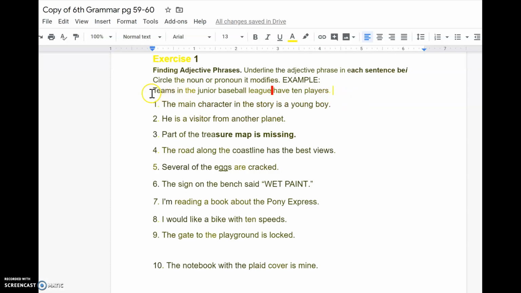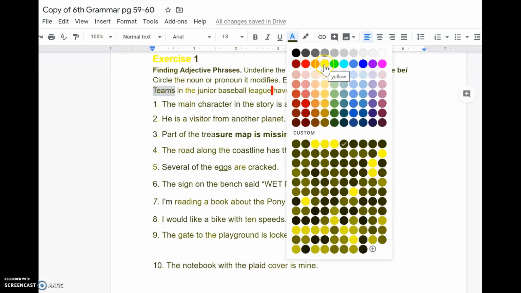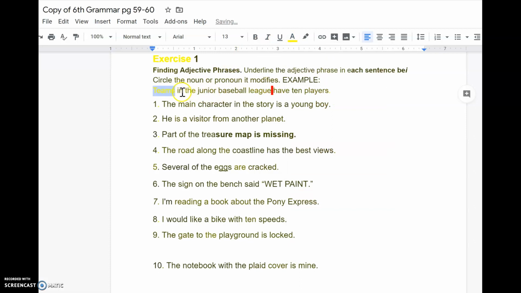So then I'm looking for the adjective phrase. The noun that has more information about it is teams. So teams I'm going to highlight, or circle if you choose to in your book. Let's highlight that. And then in the Junior Baseball League tells more about the teams.